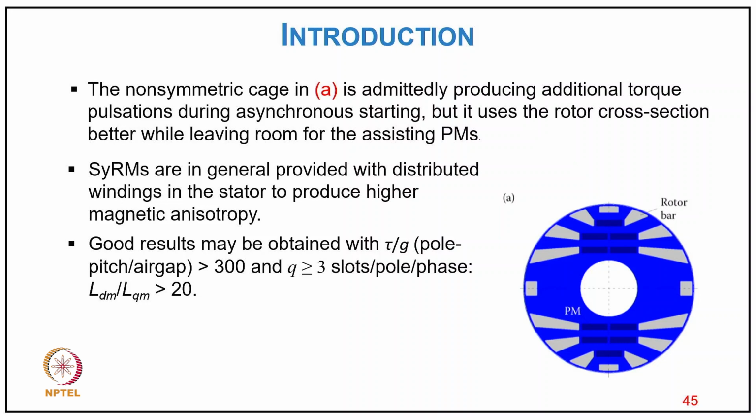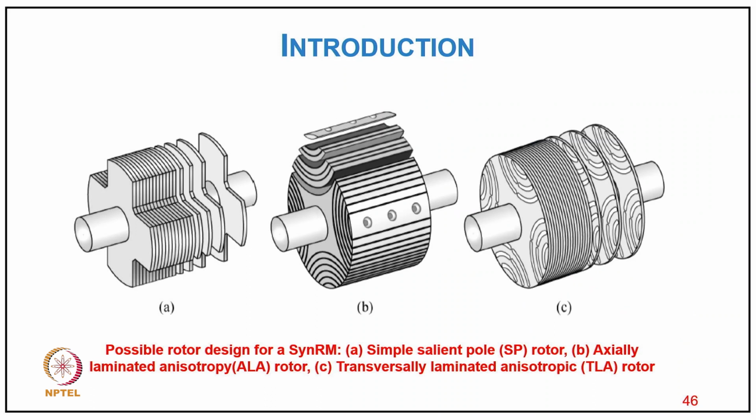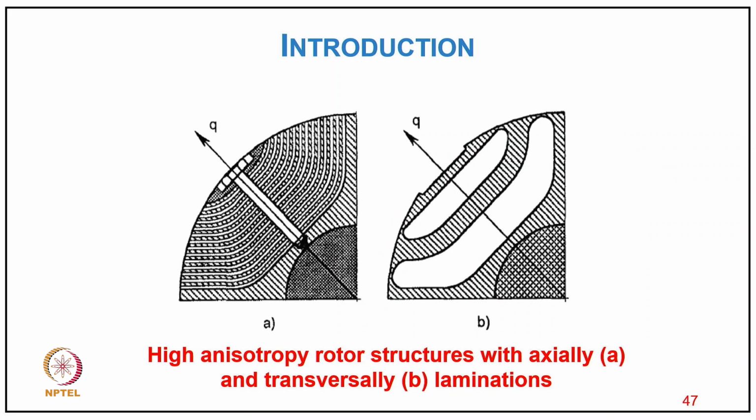Synchronous reluctance motors are in general provided with distributed winding in the stator to produce higher magnetic anisotropy, and good results may be obtained with the ratio of pole pitch to air gap more than 300 and q equal to or greater than 3 slots per pole per phase. LD over LQ can be up to greater than 20. And these are the typical possible rotor designs with the simple salient pole, axially laminated and transversely laminated rotors, and then a rotor that is axially and transversely laminated.